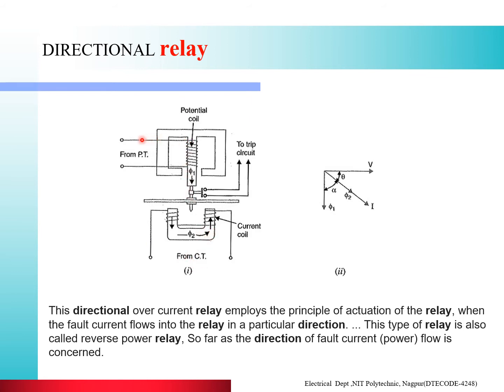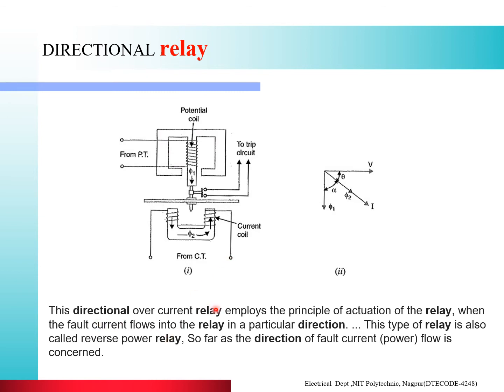So the voltage produces the flux phi 1, and the current will produce the flux phi 2. The interaction of these two fluxes phi 1 and phi 2, which is given by angle alpha, will produce the rotational torque on this aluminum disc. When this disc starts to rotate, it will close the trip circuit of the circuit breaker. So this is the generalized working of the directional relay.